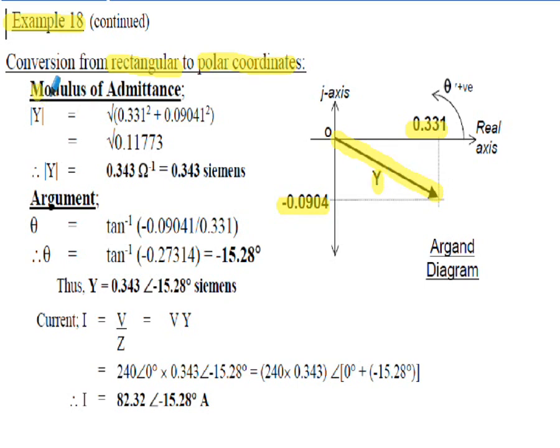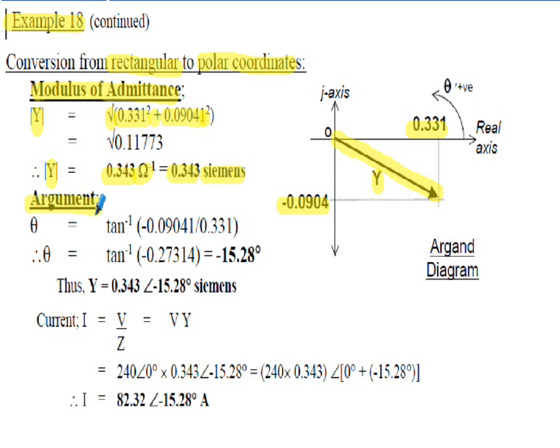So to find the modulus of the admittance, that's the Y in this case, we use Pythagoras theorem, so that's 0.331 squared plus 0.09041 squared, all square rooted. So the modulus of the admittance is 0.343 ohms to the negative 1, or 0.343 Siemens.